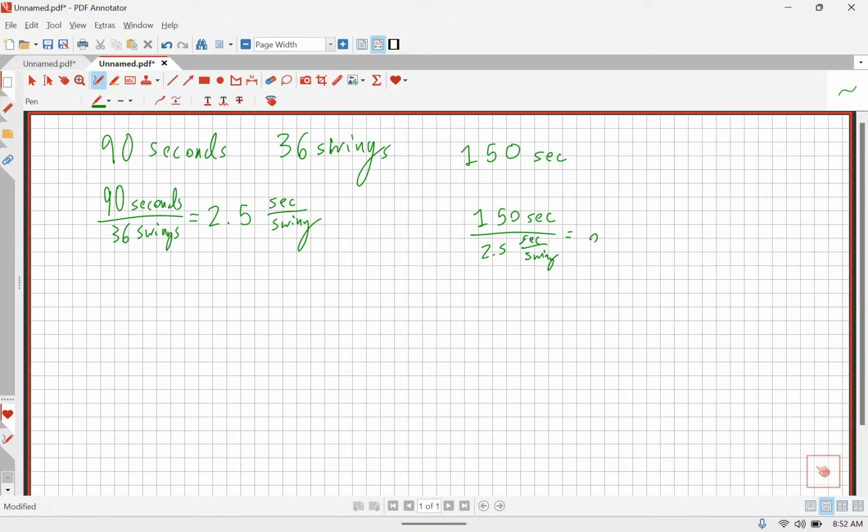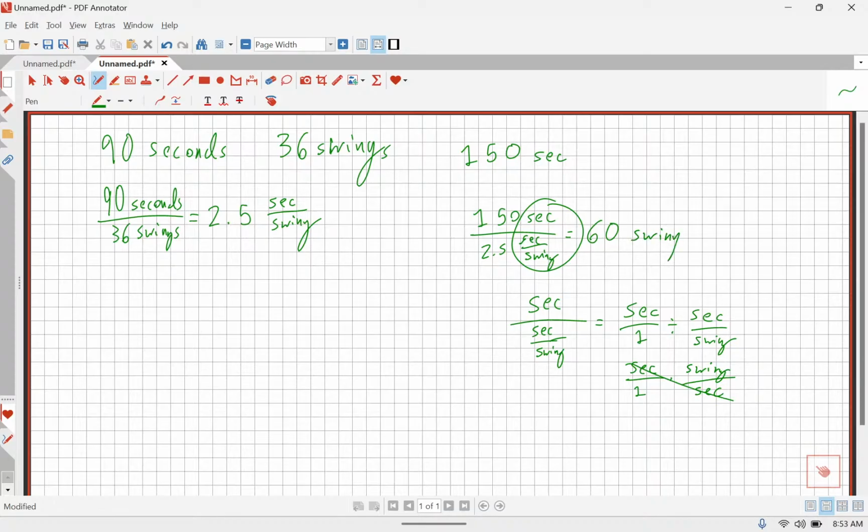is 60. And then look at what happens here. This is seconds divided by seconds per swing. But when I divide fractions, technically this is seconds over 1 divided by seconds per swing, which is keep, change, flip. The seconds divide out, and you get 60 swings. That's perfect. That's beautiful. How many of us were able to get 60 swings out of that?